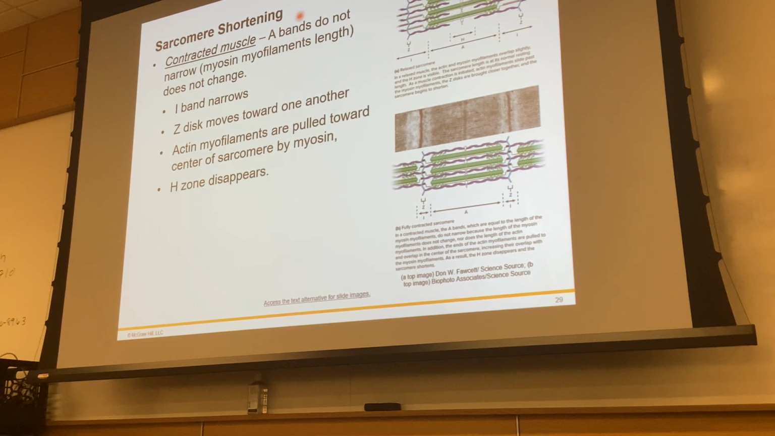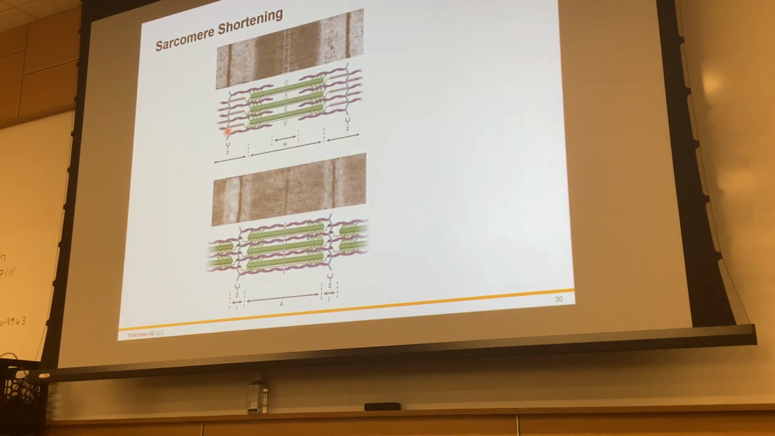If you look at this slide, it talked about a sarcomere shortening. There's multiple ways of saying this. The H zone disappearing in a sarcomere, the only way that can happen is if the sarcomere shortens. The Z discs move closer together, right? The only way that happens is if the sarcomere shortens. So there's at least four different ways of talking about that.